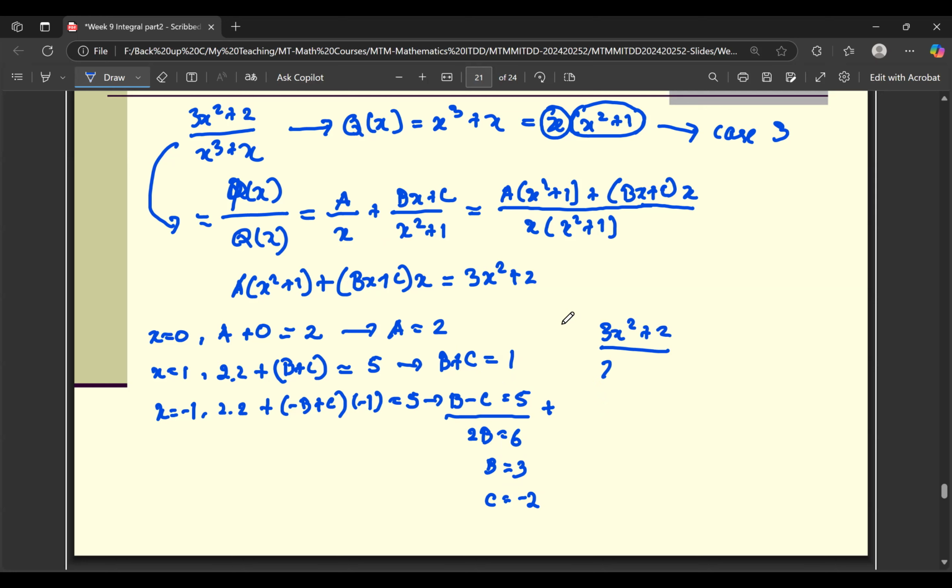We divide by the cube of x: 2 over x, b is 3, 3x, c is minus 2, minus 2 divided by x cube of x. I hope I don't make a mistake again.